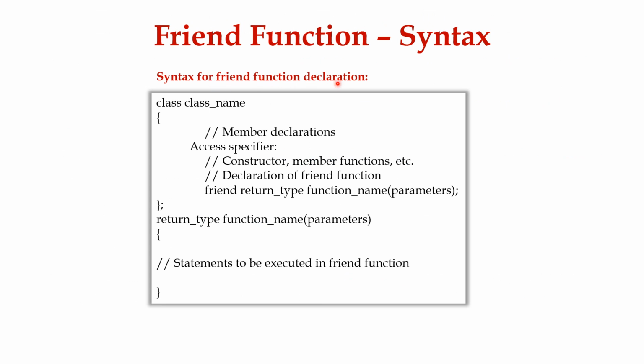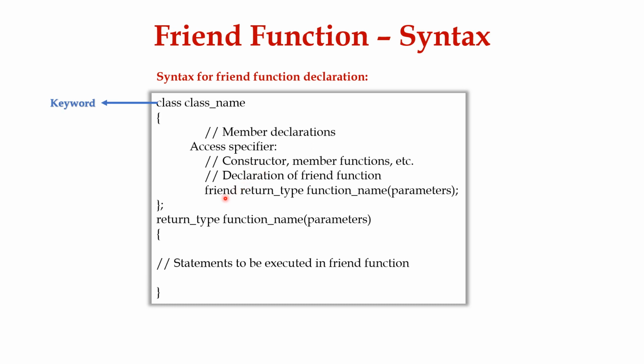Syntax for friend function declaration. Class is a keyword, as we all know, followed by the class name, then an open curly parenthesis, followed by the member declaration for the class. We have an access specifier ended with a colon. Then we can define constructors, member functions, and also we can declare the friend function here in the member declaration part.